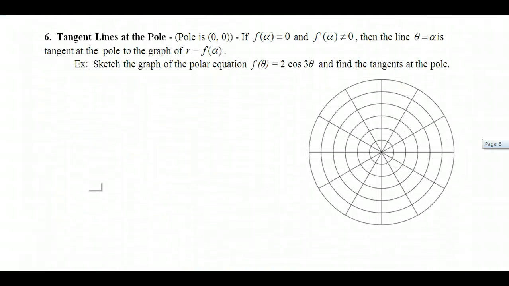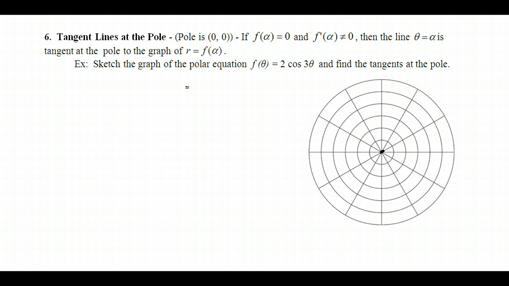Last thing in this section is tangent lines at the pole. So remember our pole is at 0, 0. So here's our pole. And what this says is that alpha is going to represent an angle. So if you plug some specific angle into your function and that equals 0, and if you plug that angle into the derivative and it doesn't equal 0, well then the line theta equals alpha is a tangent at the pole to the graph of r equals f of theta.